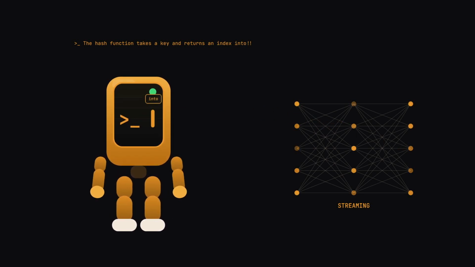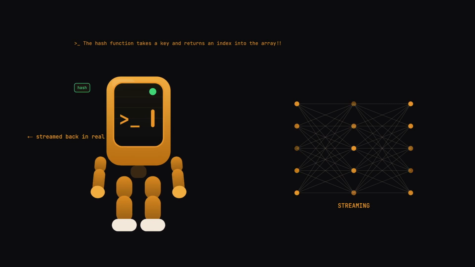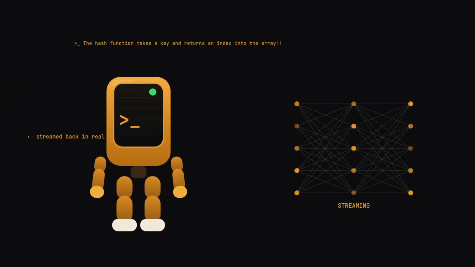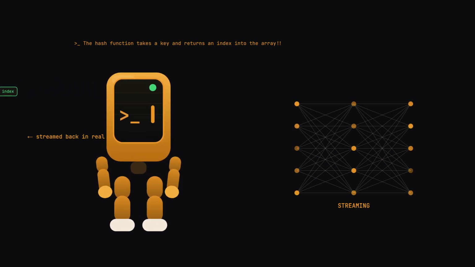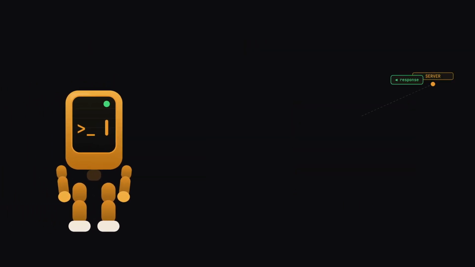Each token, each small chunk of text, gets sent back to you the moment it's ready, instead of waiting for the entire response to be finished first. And that streaming response travels back through the same route it came in, through the server, out to the load balancer, back through the encrypted connection, across the internet to your browser and onto your screen, word by word in real time.